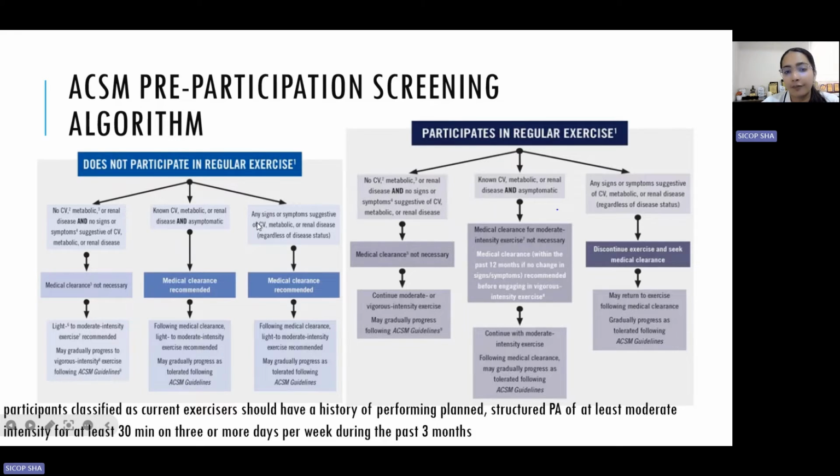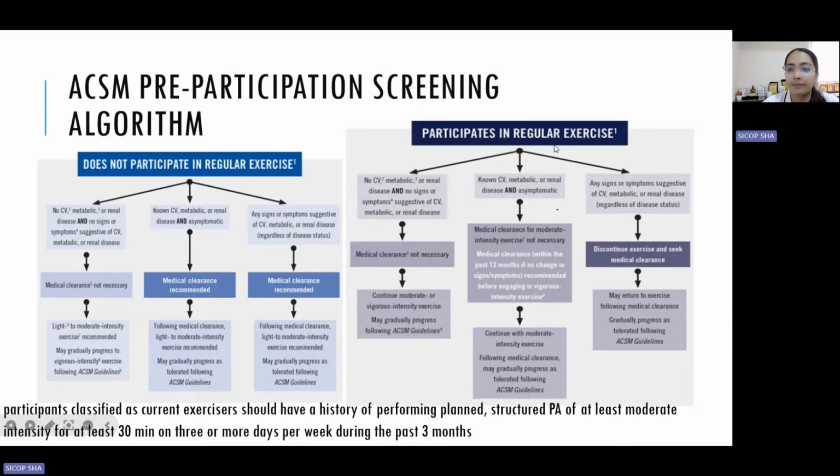Then the third category of patients comes where there are some signs or symptoms suggestive of cardiovascular, metabolic or renal diseases, irrespective of whether they have any known disease. Then medical clearance is recommended. Once medical clearance is sought, light to moderate intensity exercise can be recommended, and again similarly can be gradually progressed as per ACSM guidelines.